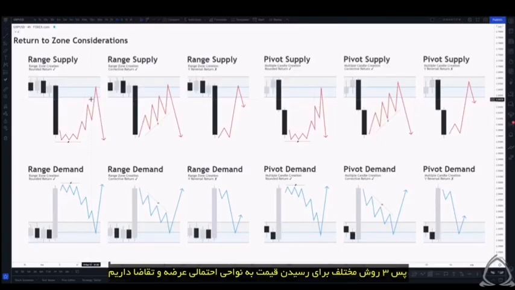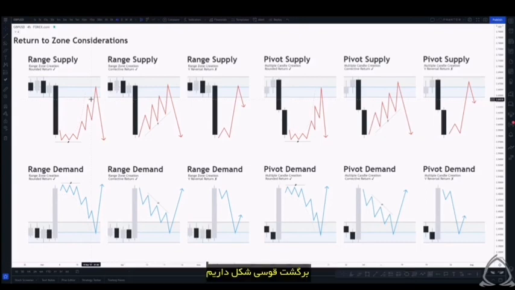So there's three different ways that price is going to return to a potential supply or demand zone. We have a rounded return, a corrective return, or a V reversal return. And each one of them has their pros and their cons, and we'll go through those right now.